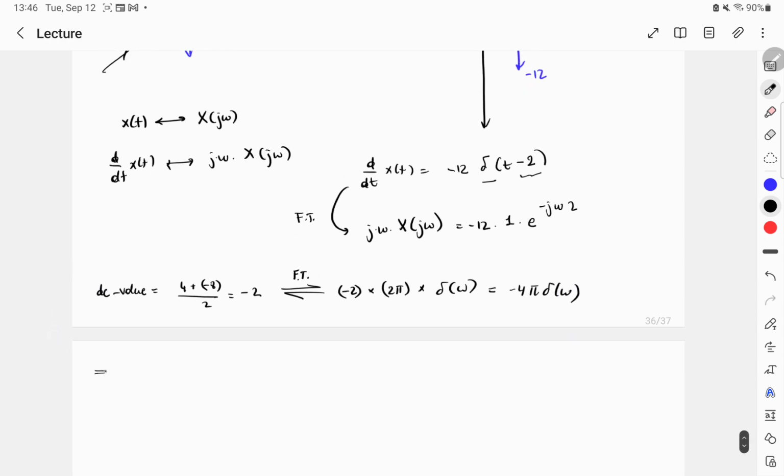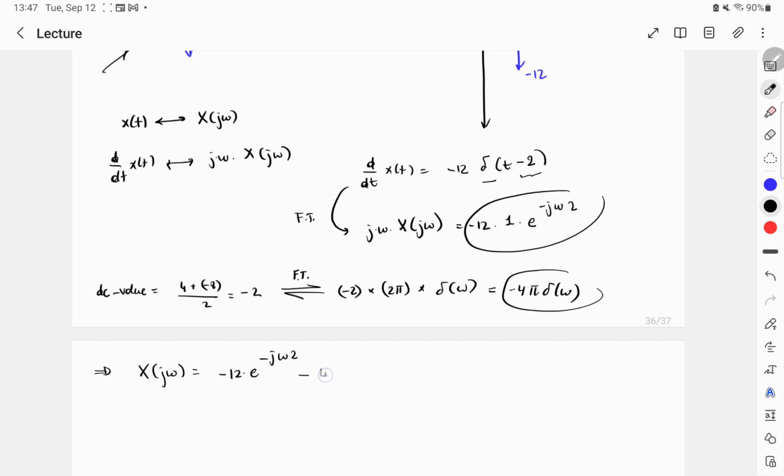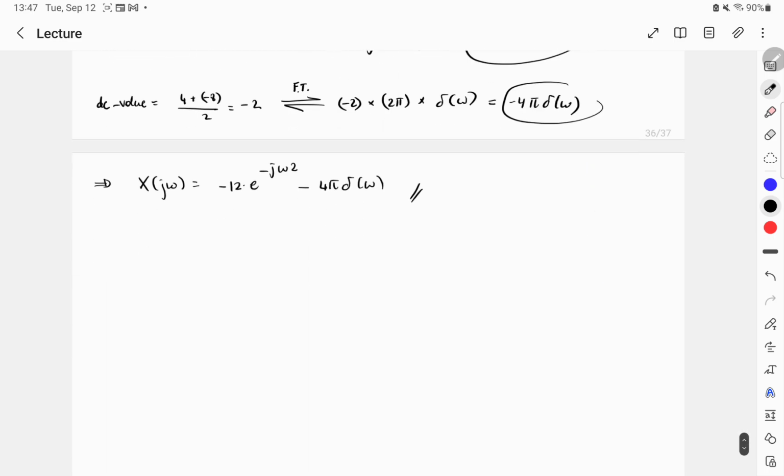Therefore, we will have our final answer as this value over here plus this value over here. Let me write these two. And this is our final answer. Now let us look at another example.